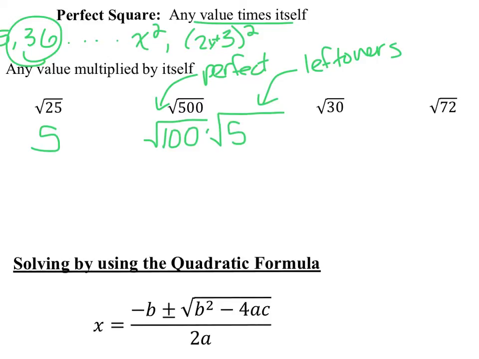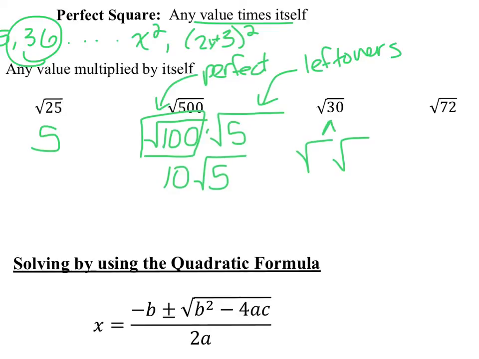And 100 times 5 is 500. So that's two factors that multiply to 500. So 100 is a perfect square, and the square root of 100 is 10. So it's 10 times radical 5 is the square root of 500 reduced. Then we look over here at the square root of 30, and we try to break it up into perfect squares, and we drive ourselves crazy, because you can't. There's no perfect square that goes into 30, so we can't be done.